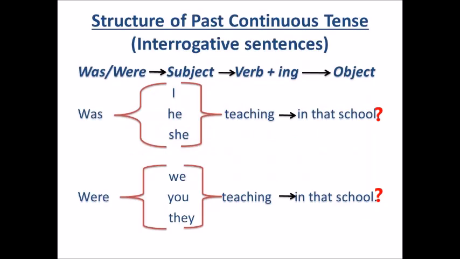To form interrogative sentences or questions, we simply shift the helping verb in the beginning, then subject, and then main verb and object. Was I teaching in that school? Was he teaching in that school? Was she teaching in that school? Were we teaching in that school? Were you or were they teaching in that school?